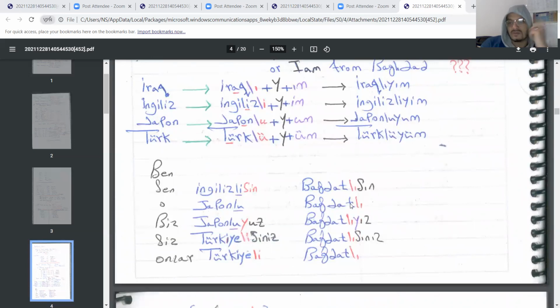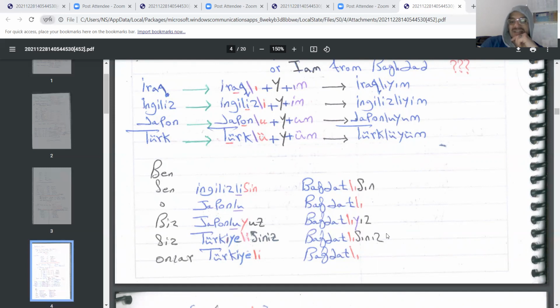The same thing with the city. İngilizlisin. Here when we talk about sen, o, biz, siz, onlar: you, he, she, we, you, they. İngilizlisin. Bağdatlısın. Baghdad: in English we say Baghdad with D at the last. In Turkish, we write T instead of that. Why? I don't know. Japonlu. Here to O. Bağdatlı.